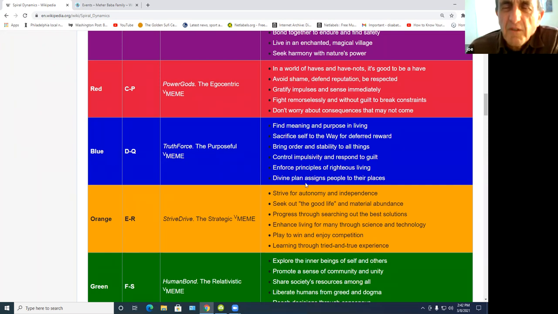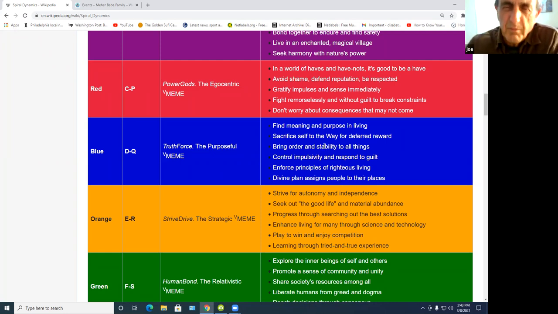The divine plan assigns people to their places. So I think of India, right? What do you call it in India, the various positions that people are born into there? That's it for your life. The caste system. And in Europe, if you're born into aristocracy, that's it. It's your right. So you have privileges that other people don't, and that's all by divine will.